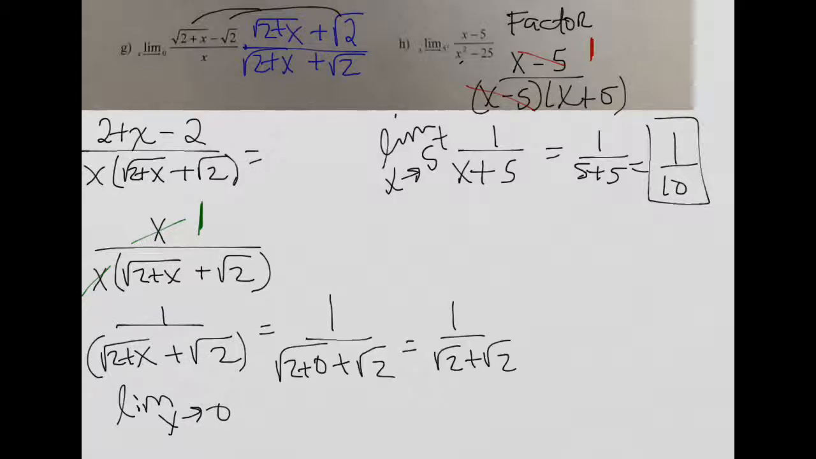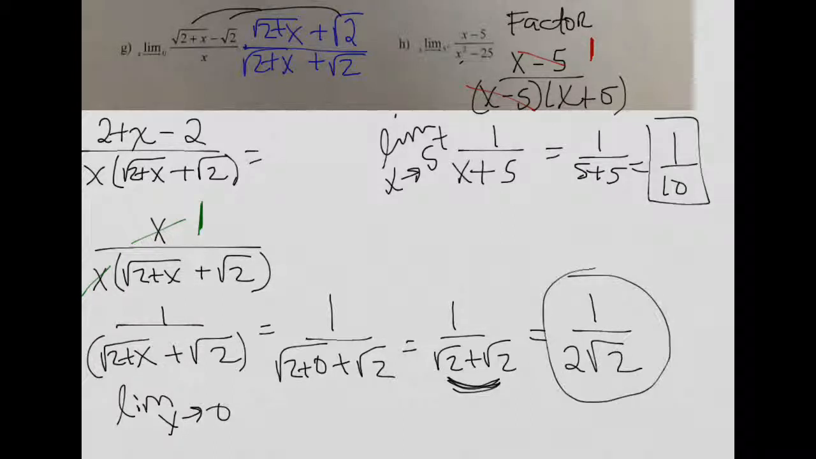Okay, so when I plug in 0, I get 1 divided by root 2 plus root 2. A lot of you forgot how to add radicals. This is the same thing as like terms with x's. So x plus x would make it 2 x's. So root 2 plus root 2 is 2 root 2's. And there is my answer for 1g.